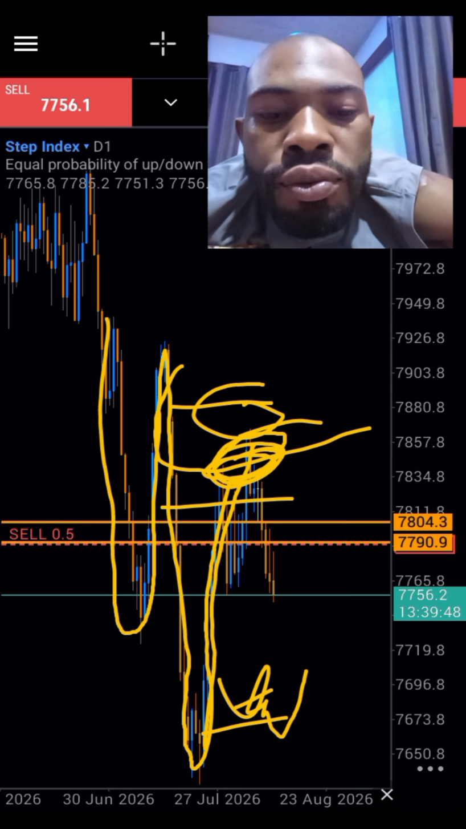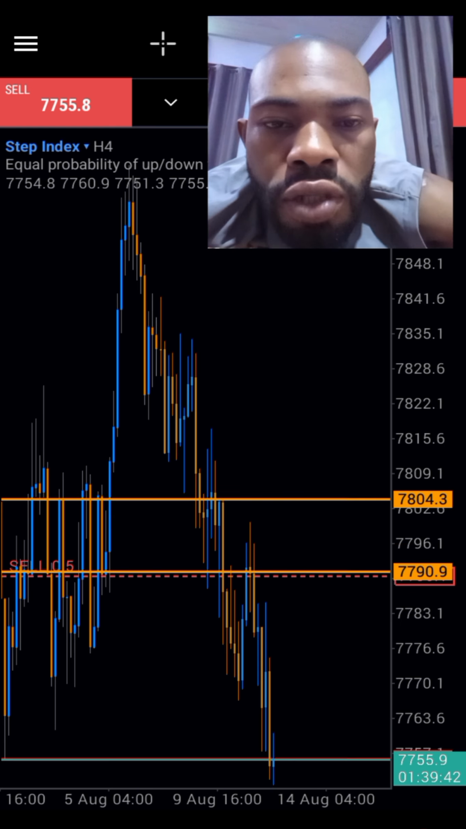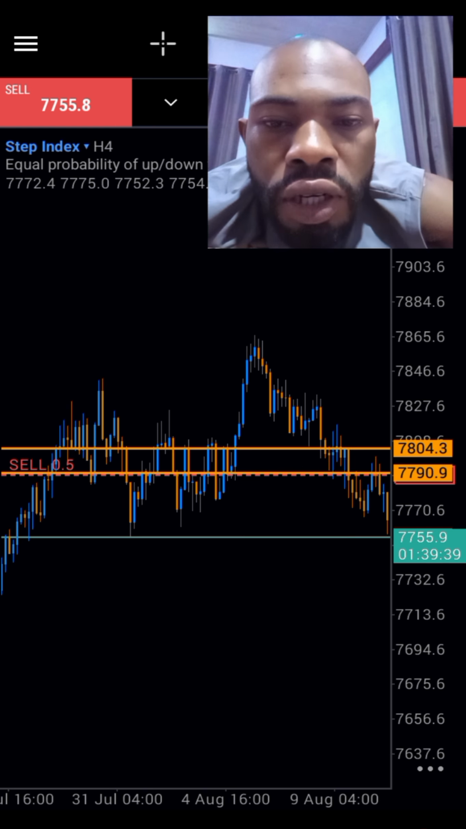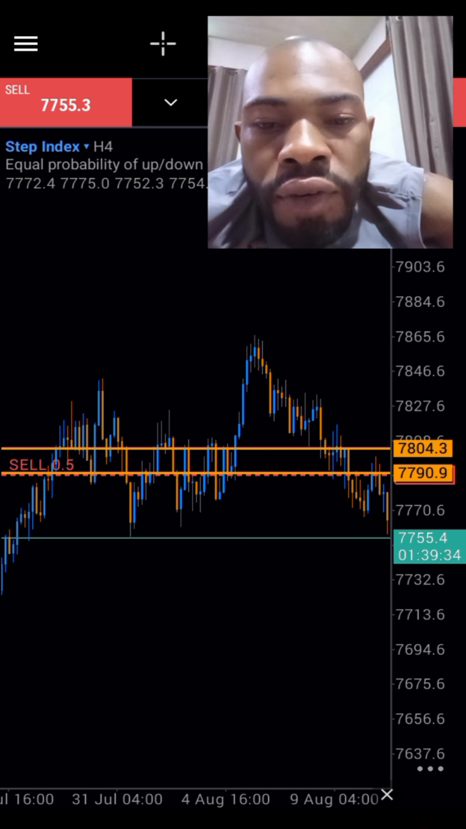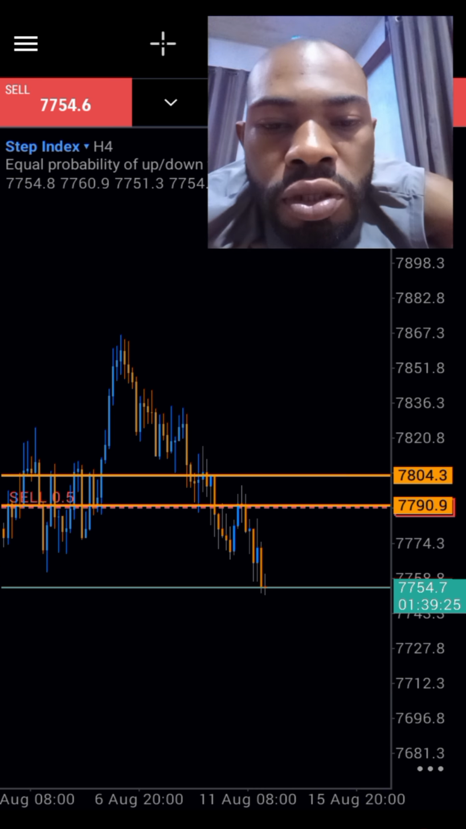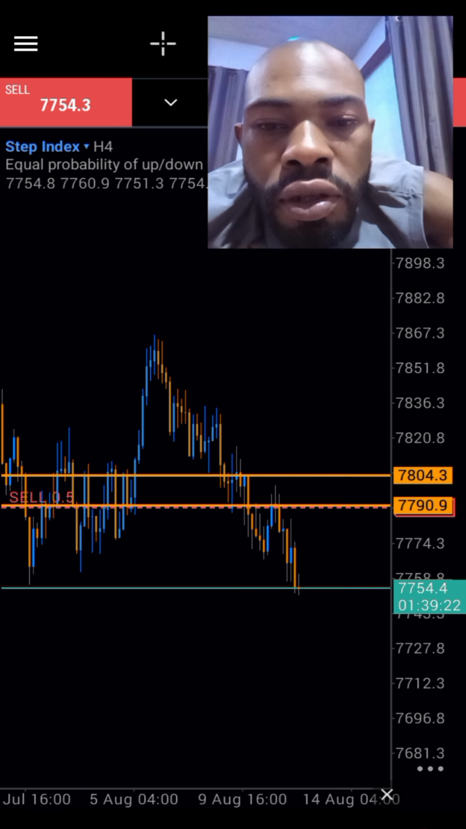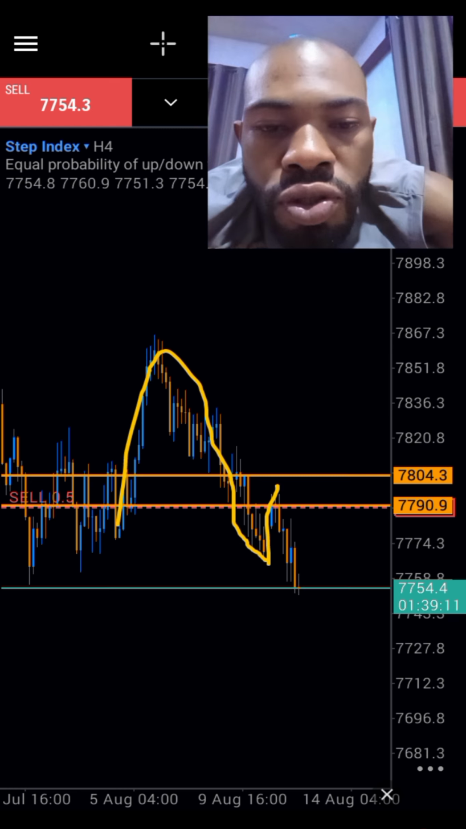Fine. Now you need to go to your H4. Coming to H4 here, you find out that the market has passed this level. Upon passing this level, the market keeps on dropping. Now, this market needs to continue down, as of the time we joined this trade around this zone.